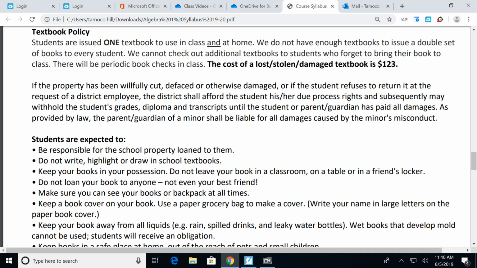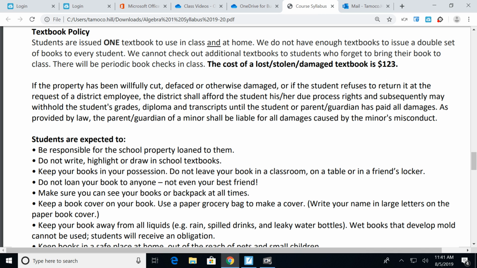If the property has been willfully cut, defaced, or otherwise damaged, or if the student refuses to return it at the request of a district employee, the district shall afford the student his or her due process rights and subsequently may withhold the student's grades, diploma, and transcripts until the student or parent or guardian has paid all damages. As provided by law, the parent or guardian of a minor shall be liable for all damages caused by the minor's misconduct.